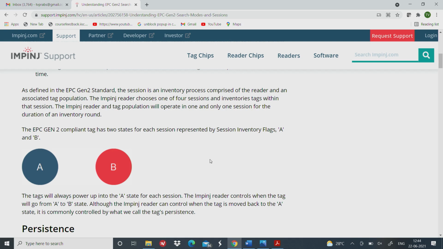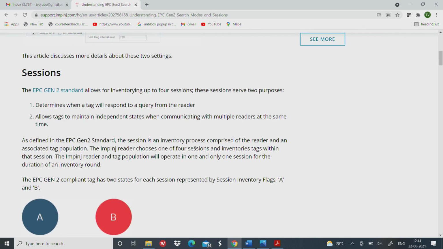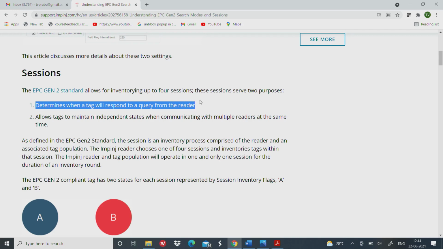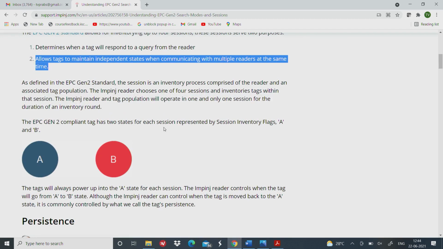Now the good thing about the requirement for these sessions is, as it is already mentioned here, there are 2 reasons. One is you want to determine when a tag will respond to a query from the reader, and allows a minimum independent states when communicating with multiple readers at the same time. So it serves 2 purposes. Multiple readers is an important thing, otherwise, if you do not have sessions you can't support multiple readers, that is a problem.